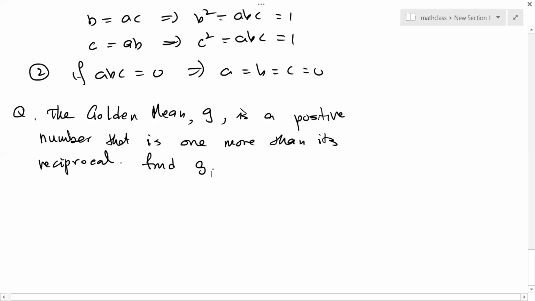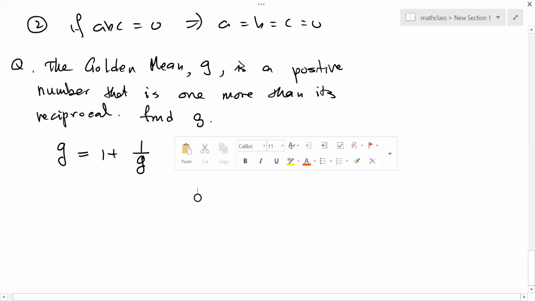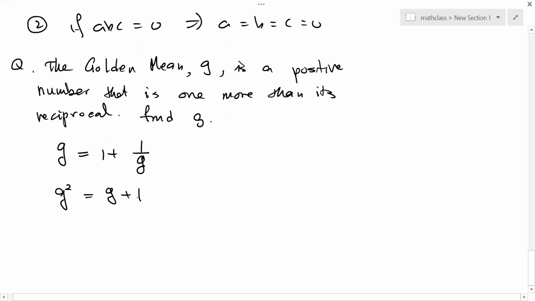Okay, so Richard, what is your method to find this solution? Yeah, okay. So G is going to be one more than its reciprocal, okay? This is the first equation you should write down. Then you simplify this equation by multiplying both sides by G, so G squared equals G plus 1, right?